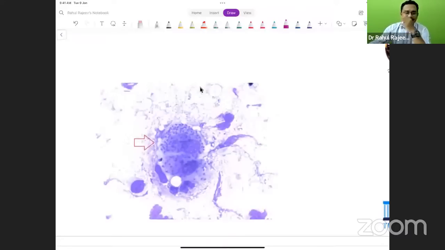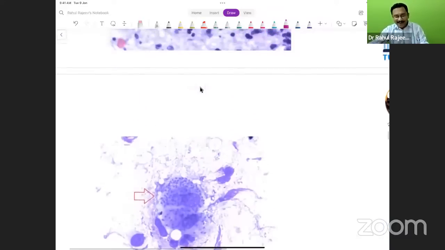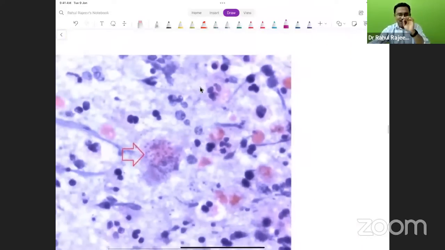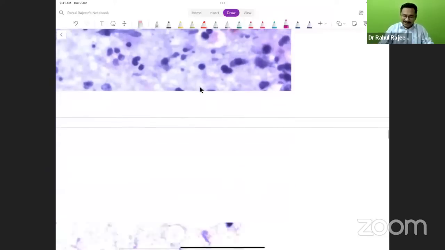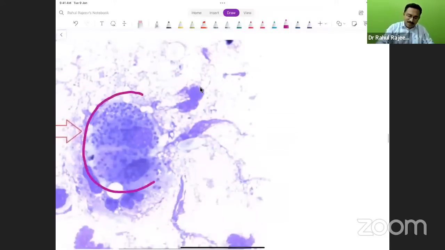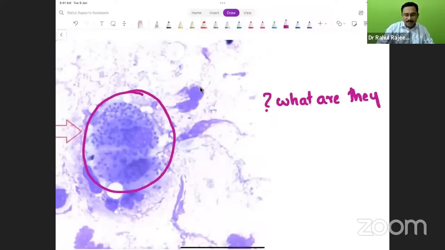Now, there is an abnormality here, and you're seeing multiple structures inside a cell. Inside a large cell, there are certain dot, dot, dot structures. Are you seeing this? Are you seeing some small dot, dot, dot structures? Yes, here also. What are these structures? Somebody sees Russell body, Philip.